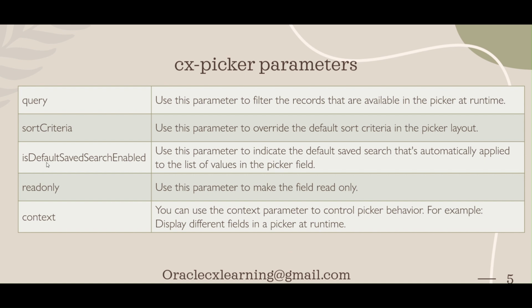Okay, now one of the very good features that I like. Let's discuss this feature: default save search enabled. Use this parameter to indicate the default save search that's automatically applied. For example, if you have already defaulted one save search for accounts, that save search will be automatically selected for you. So let me show you with an example.